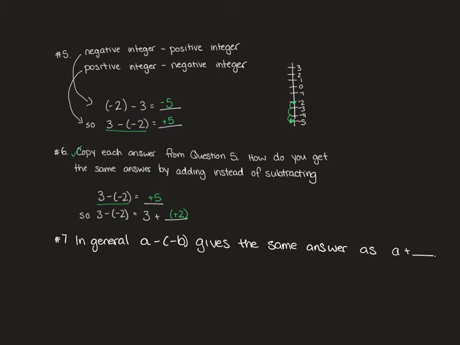Question 7 is going to also lead you to look back a little bit. In general, A minus -B gives the same result as A plus B. So if we look here, when we subtracted a negative, we added a positive. So it would be adding by plus B, which if you think about it with our directions makes sense, because when we were subtracting a negative, we moved to the right, and when we add a positive, we also move to the right.